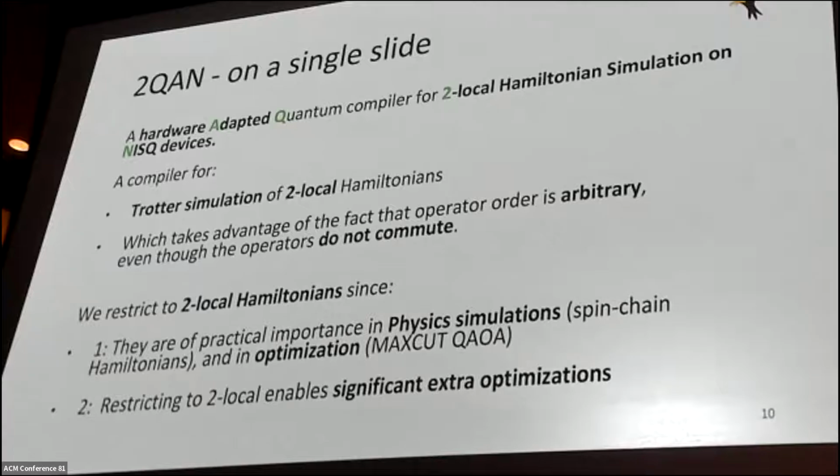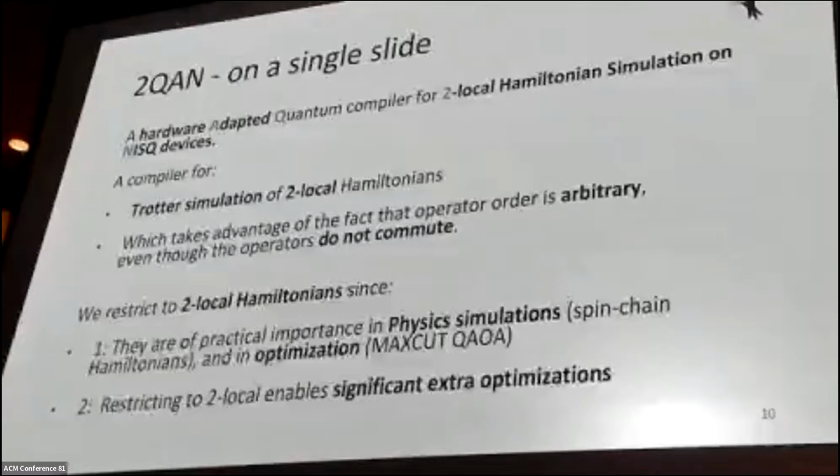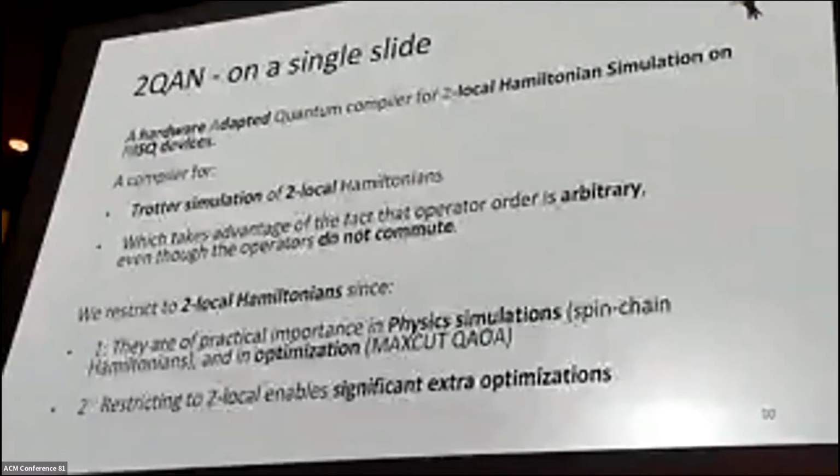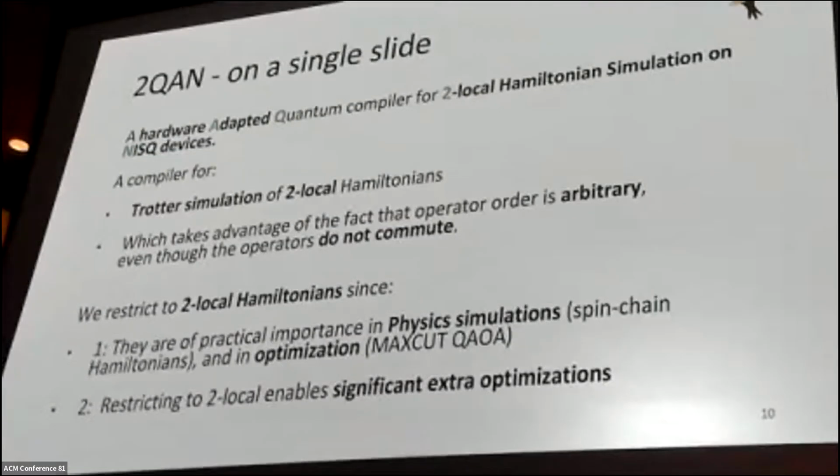Now, we've restricted to two local Hamiltonians. Why have we done this? Well, first, these are a family of Hamiltonians of practical importance. They include physical systems such as spin chains, which are well studied. Actually in physics, natural interactions between systems are always two-body. So if we're looking at simulating systems which are represented well by qubits, they will naturally have two-body terms in them. And there are also some optimization algorithms such as max-cut QAOA, which can also be represented using two local Hamiltonians.